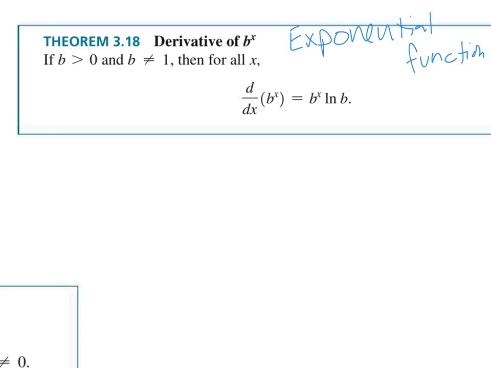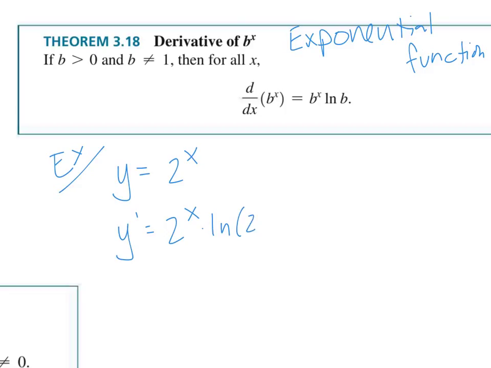So let's look at an example here, and it says that if I were to take the derivative with respect to x of b to the x, then we get b to the x times the natural log of b. So let's look at a quick example. Let's say that I have y equals the function 2 to the x. Well, if I wanted to find y prime, then I'm going to follow this rule here, and I'm going to get 2 to the x times the natural log of 2. And this is my derivative.